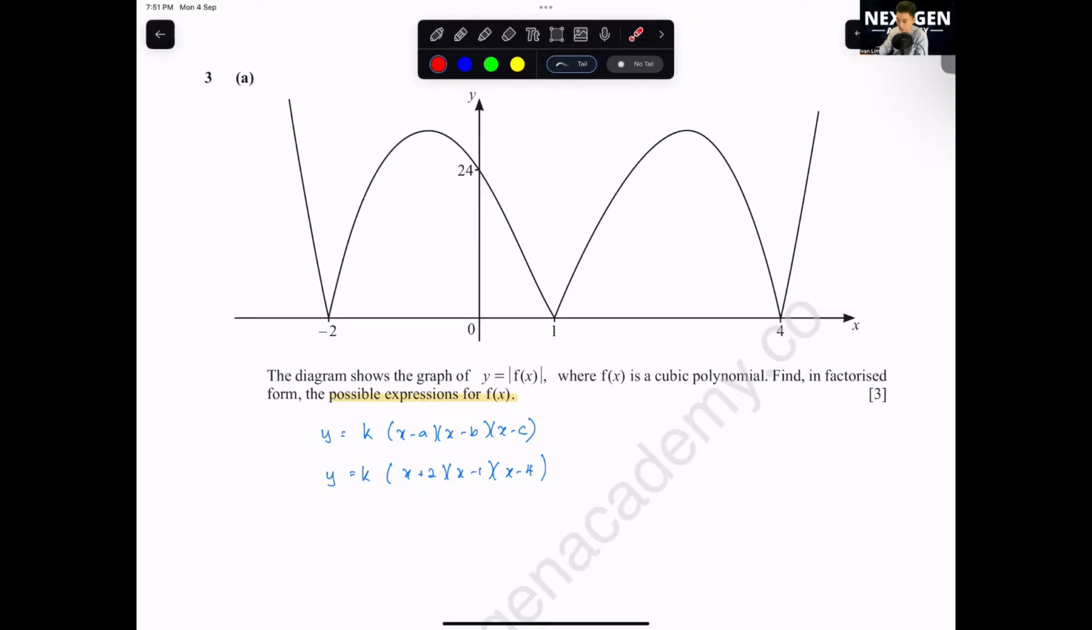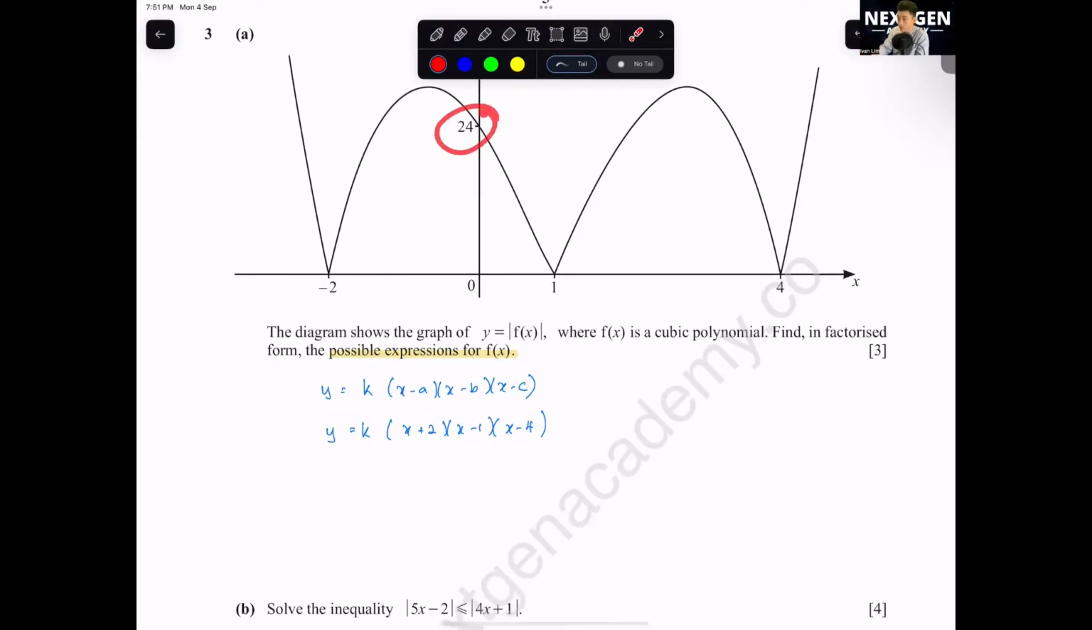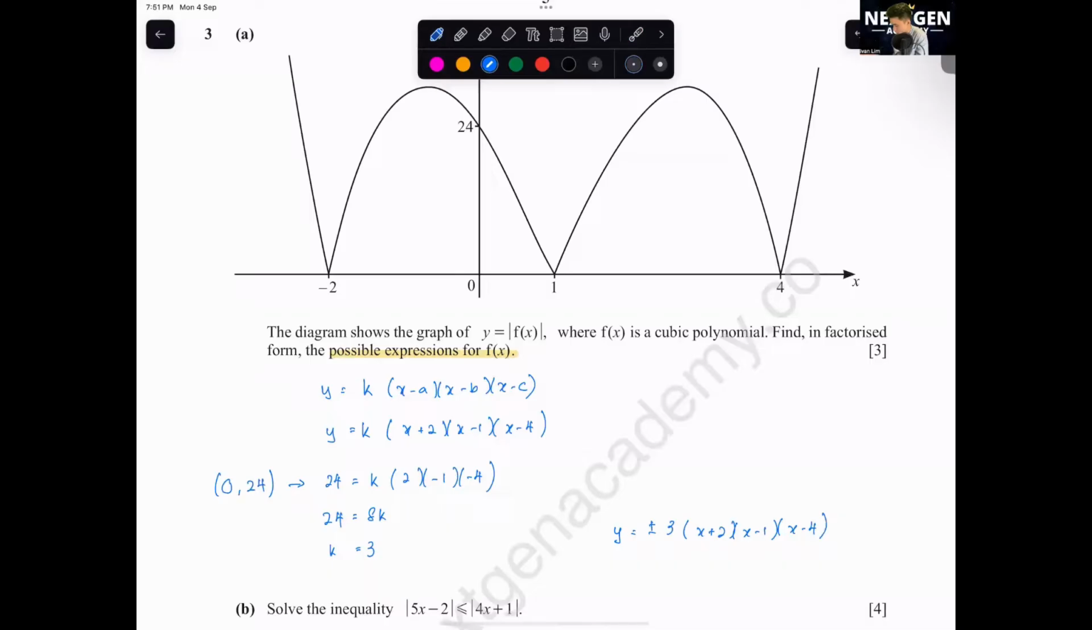But anyway, we find the k value first. Use the y-intercept value that they gave you. So you're going to use (0, 24). You sub into here, the y. So here you get 24 equals to k. The x we just put in as 0, so I don't need to write it down. 2 minus 1 minus 4. So here you get 24 equals to 8k. k will be 24 divided by 8, which equals 3. Okay, so your final answer will be y equals to plus minus 3, x plus 2, x minus 1, x minus 4.